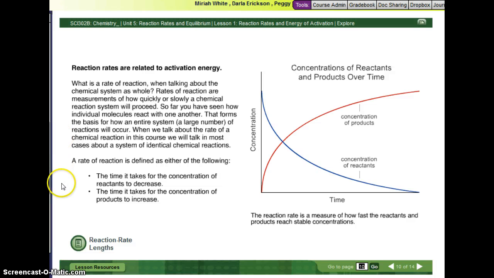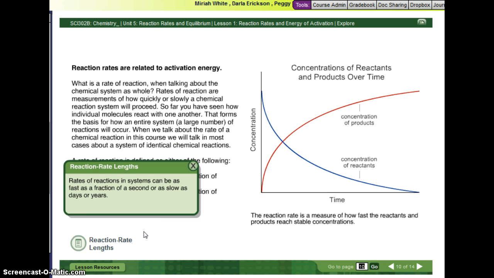A rate of reaction is defined as either of the following: the time it takes for the concentration of the reactants to decrease because they're turning into products, or the time it takes for the concentration of products to increase. It means the same thing. It means, look, we're getting less and less reactants. Why? Because those reactants are turning into more and more products.